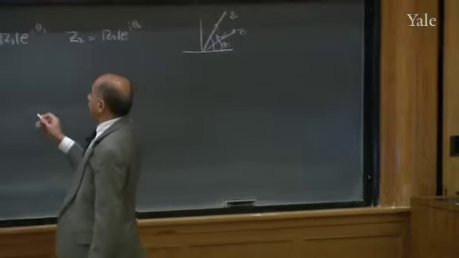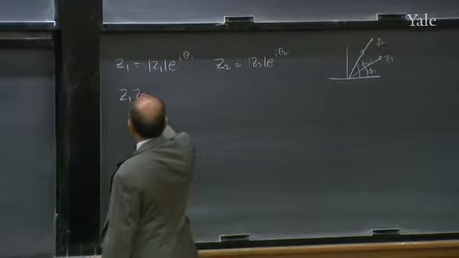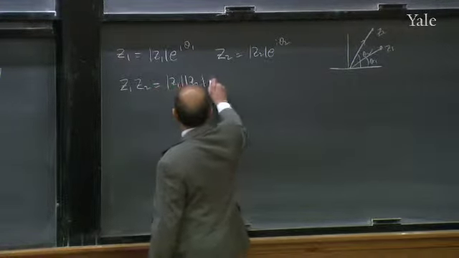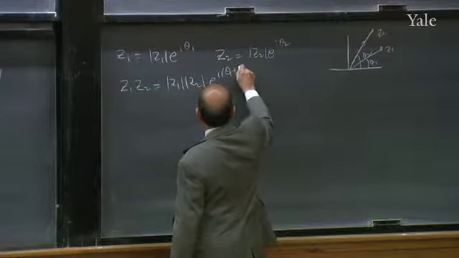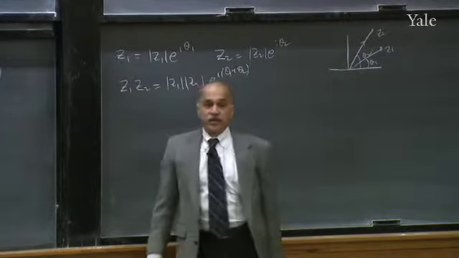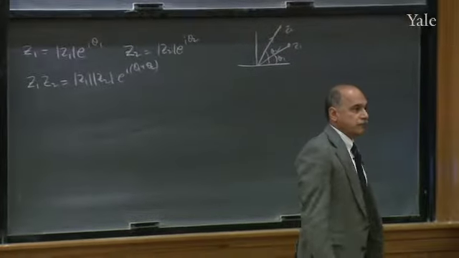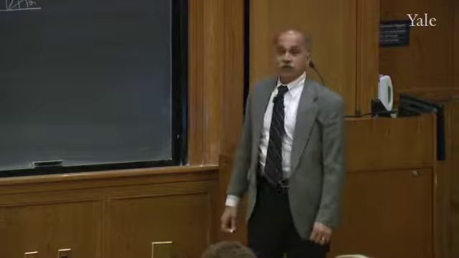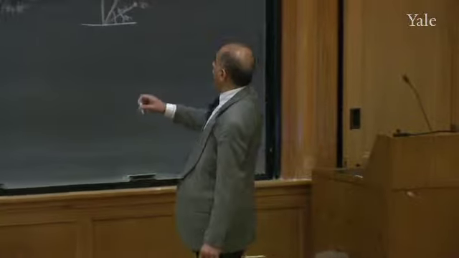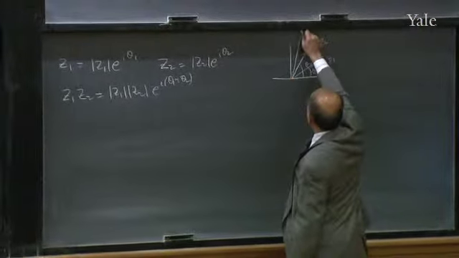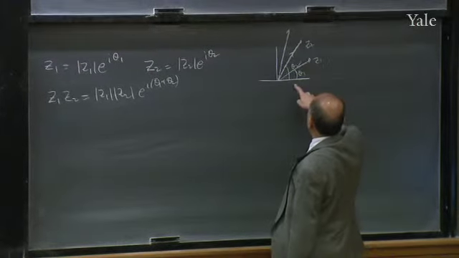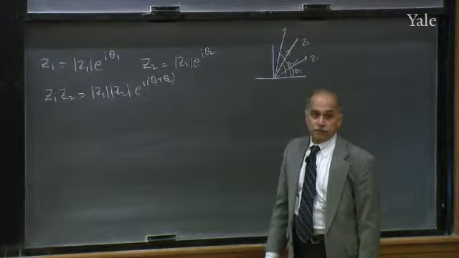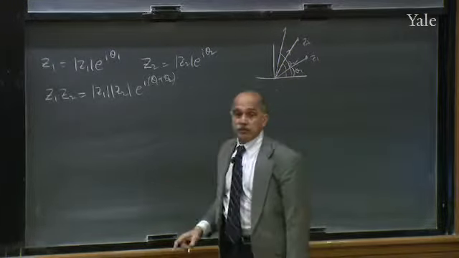But now look what happens when I take the product z1 z2. I get mod z1, mod z2, e to the i theta 1 plus theta 2, because exponentials add when you multiply them. Well, this allows you to immediately guess what the product is going to look like. The product is going to have a length equal to the length of z1 times the length of z2. It's going to have an angle, I've not drawn a good picture here, which is the sum of the two angles, because it's theta 1 plus theta 2.